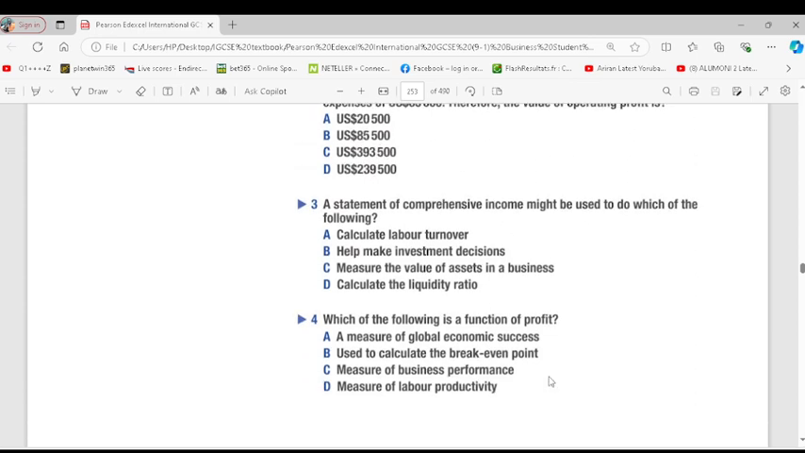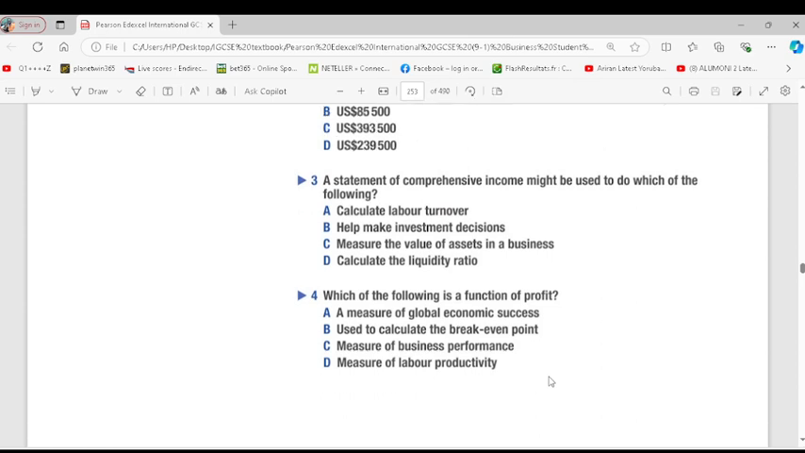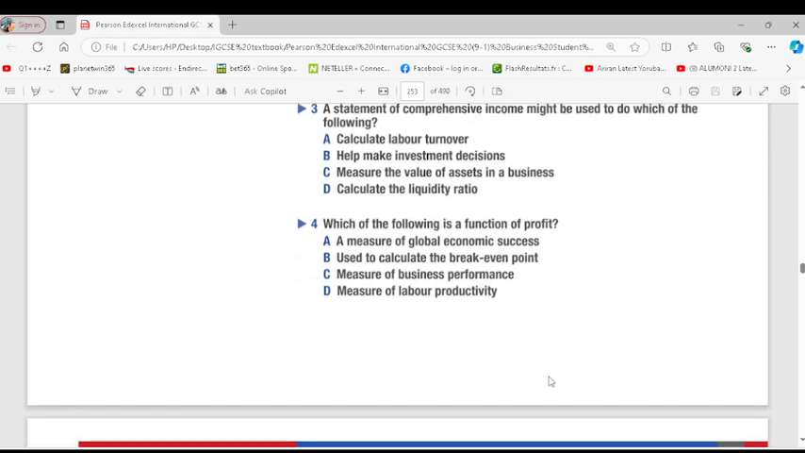Question 3. A statement of comprehensive income might be used to do which of the following? A, calculate labor turnover. B, help make investment decisions. C, measure the value of assets in a business. D, calculate the liquidity ratio. That's so obvious. It's B. Help make investment decisions, yes.